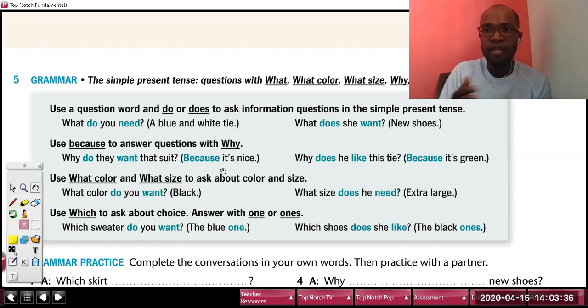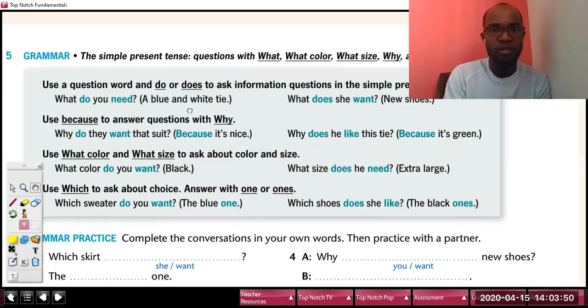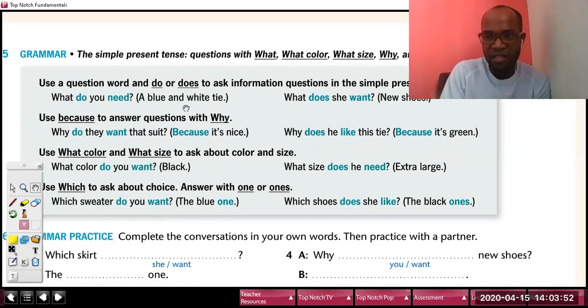Do you have a car? Yes or no? Do you have a house? Yes or no? Are you a teacher? Yes or no? Are you Dominican? Yes or no? And so on. But with this kind of questions, we are going to give a specific answer.